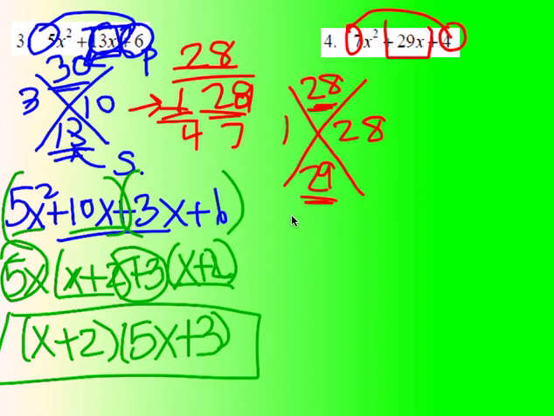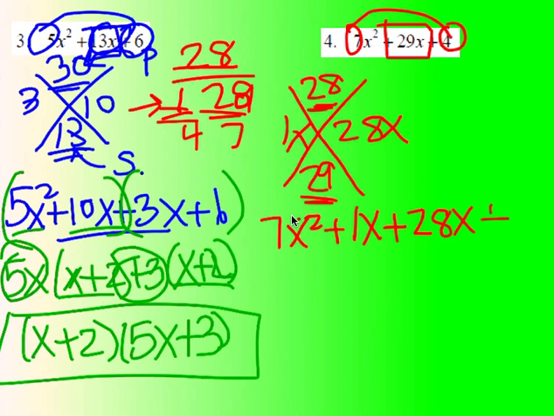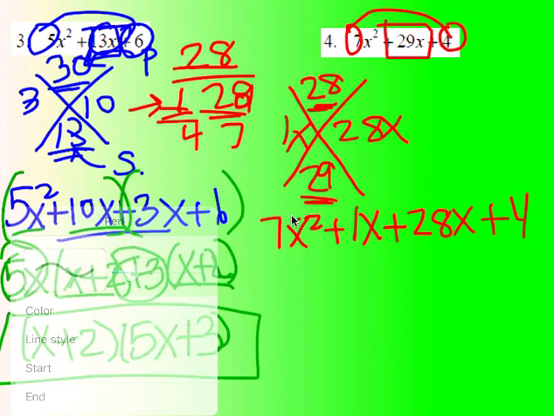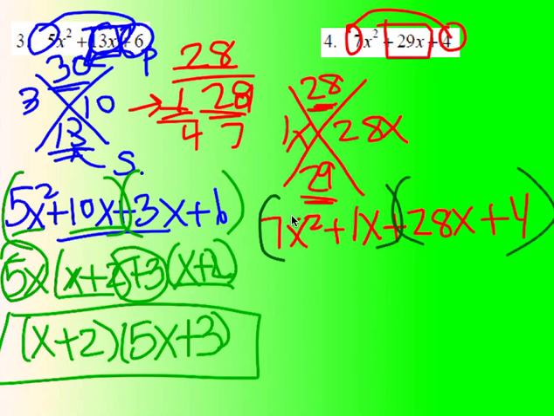We're going to use that to split up this 29x. So I'm going to have 7x squared, and I'm putting an x with each of these. So I'm going to have plus 1x plus 28x plus 4. Now that I have the 4 terms, I'm not going to add the like terms together. I'm actually ready to solve by grouping. So I'm going to go ahead and make my two groups.